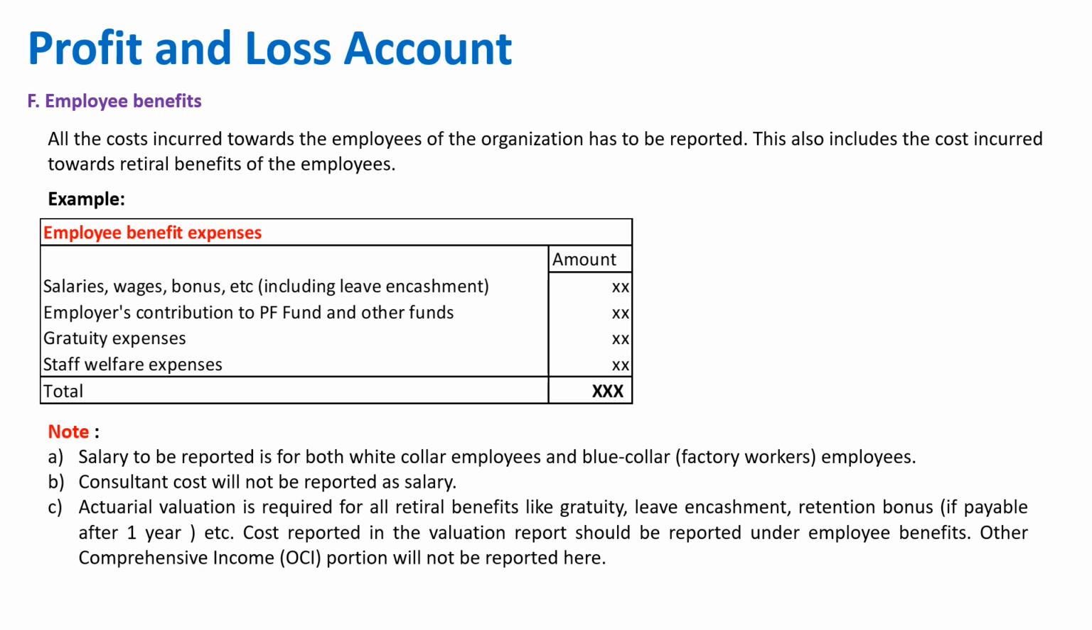The third point is very important: actuarial valuation is required for all retirement benefits like gratuity, leave encashment, and retention bonus if you're paying after one year. The cost reported in these valuation reports should be reported under employee benefits. It has to match. Your statutory auditor will ensure that the numbers reported in the actuary valuation report tally with the amount you're reporting under employee benefits. And in that valuation report, if you find that a certain amount has to go to other comprehensive income, then that amount has to go to OCI. You can't report it under employee benefits.